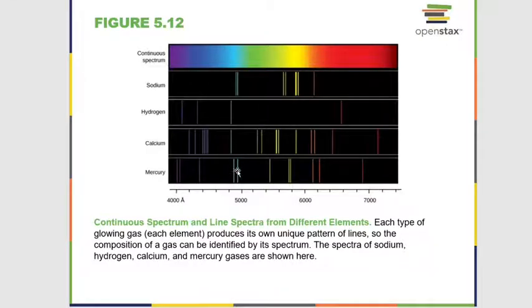So if there's hot mercury gas somewhere 1 billion light years away, all we have to do is aim our telescope at that object and then break the light down this way, and we can say, oh, that's mercury way off there somewhere, right? This is how we learn the composition of the universe. We know that it's 90% hydrogen because 90% of the stuff we look at gives this hydrogen spectrum.